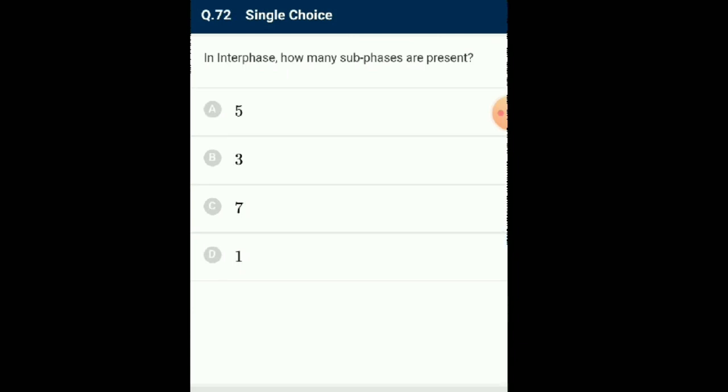Question number 72. In interphase, how many subphases are present? The sequence of events by which a cell duplicates its genome, synthesizes the other constituents of the cell and eventually divides into two daughter cells is termed the cell cycle. It includes interphase and division phase, with G1, S, G2. So these are the stages given. Here the division phase includes three stages in total. So the correct option is option B. The interphase includes three subphases.